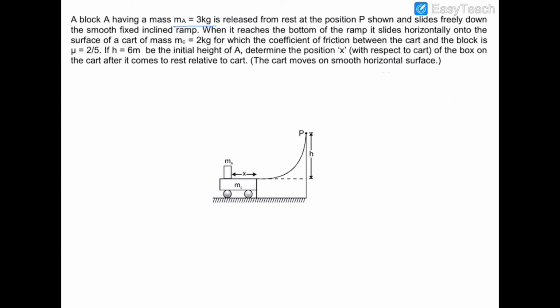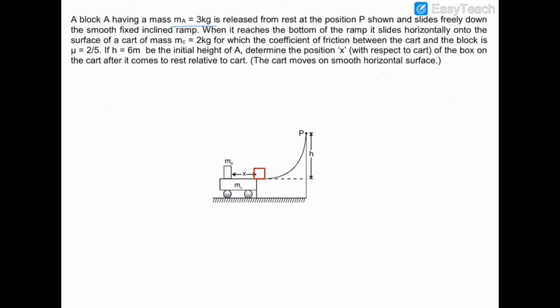Also there is no friction on this wedge till this point. After this point, this block will move on this cart and the cart surface is rough. So we need to find out this distance x. We have been given the coefficient of friction of this cart, which is equal to 2/5.